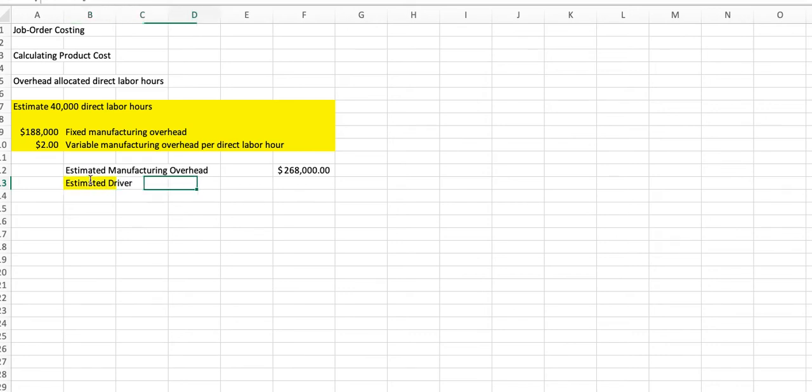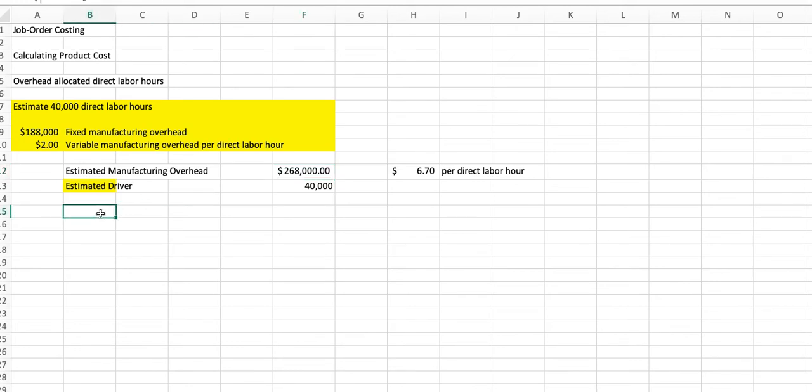And then we have what is called our estimated driver, and that is 40,000 direct labor hours. So if I take my estimated manufacturing overhead and divide that by my estimated hours, I come up with $6.70 per direct labor hour. What this means is for every direct labor hour I work on a product, I'm going to allocate $6.70 of this $268,000 to that product. So if I work 1 direct labor hour on that product, I'm going to allocate $6.70 of my total overhead to that product.